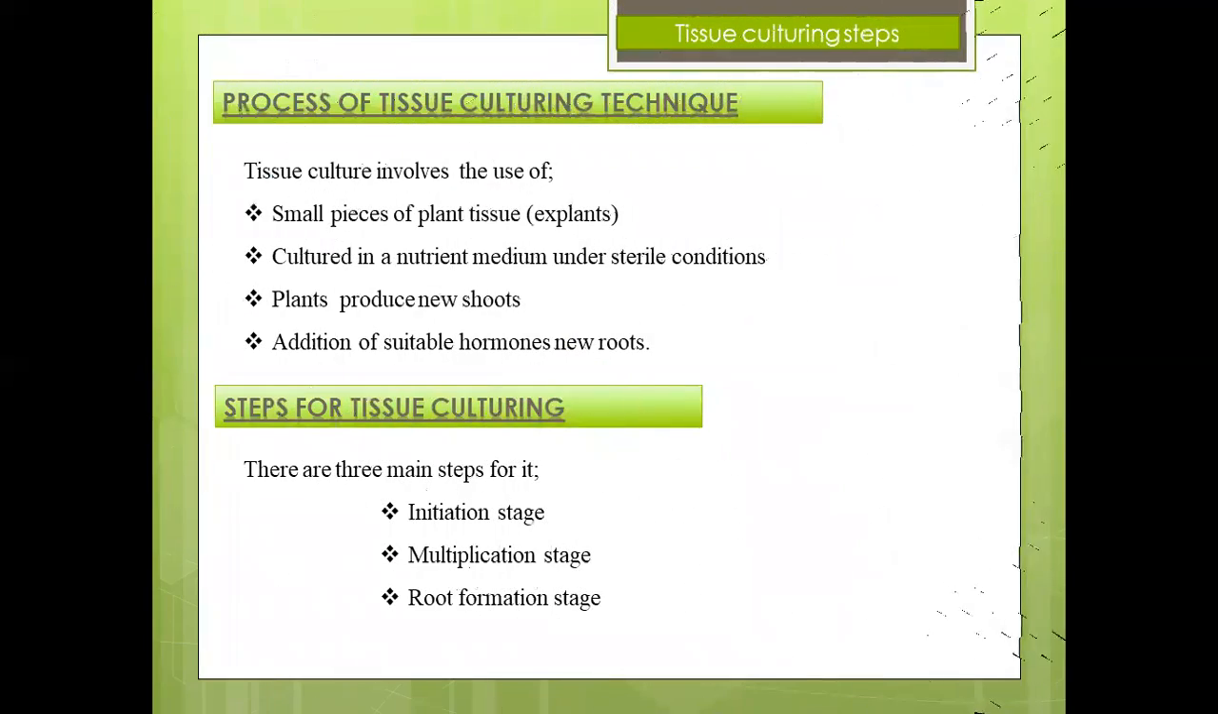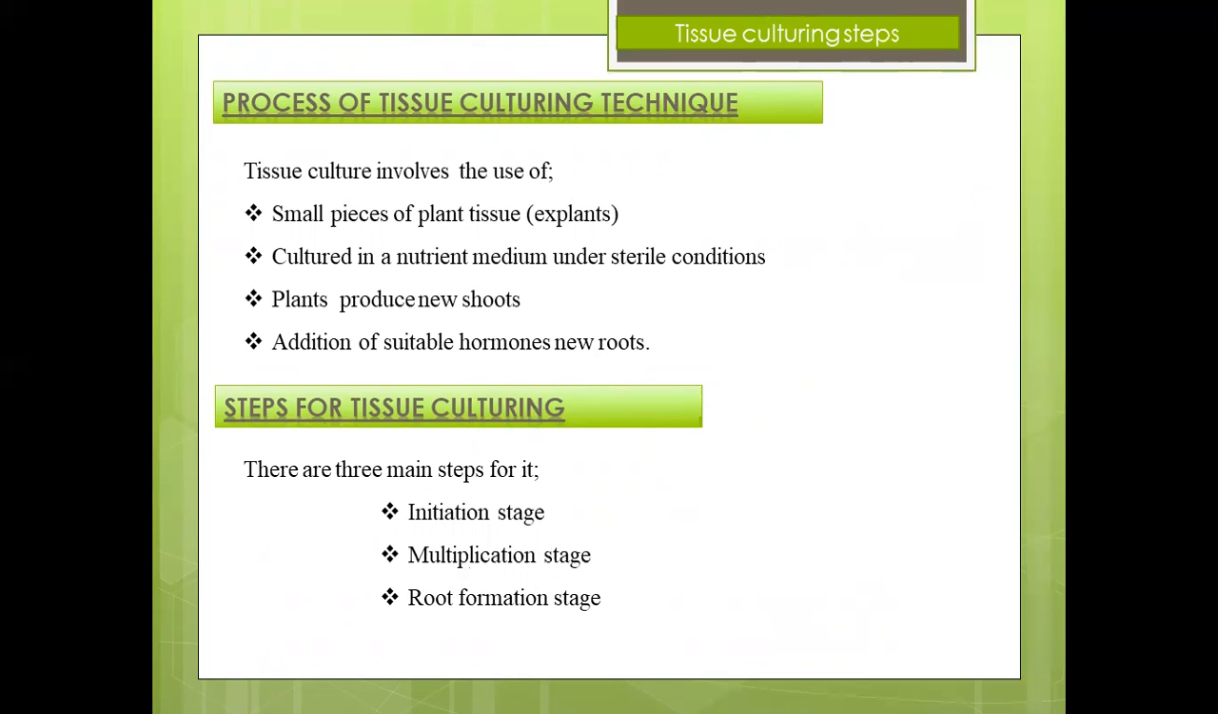What is the process of tissue culturing technique and what are the steps involved in it? Tissue culture involves the use of small pieces of plant tissues called explants, which are cultured in a nutrient medium under sterile conditions. Using the appropriate growing condition for each explant type, plants can be induced to rapidly produce new shoots and, with the addition of suitable hormones, new roots.